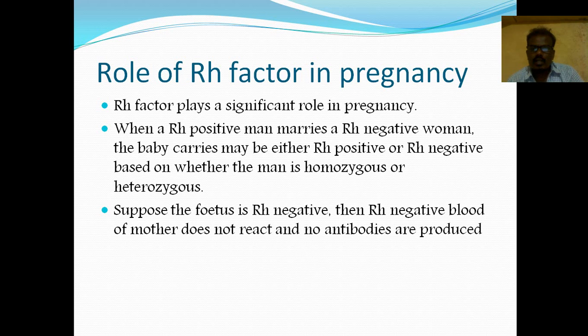Suppose the fetus is RH negative. Then the RH negative blood of the mother does not react and no antibodies are produced. The baby may be RH negative or RH positive. In case the baby is RH negative, the RH negative blood of the mother does not react, there is no reaction, and no antibodies are produced.